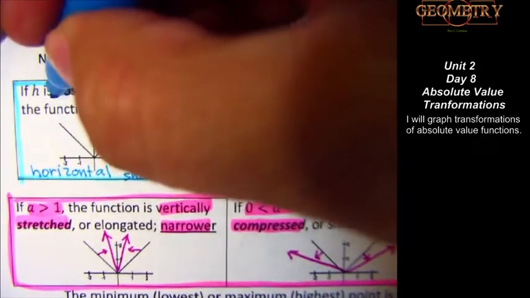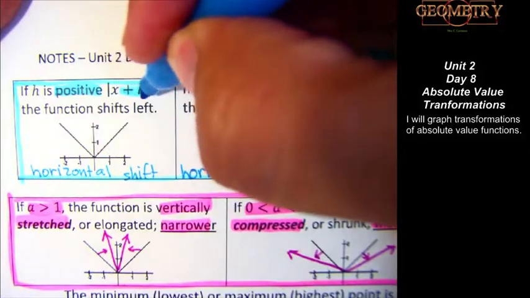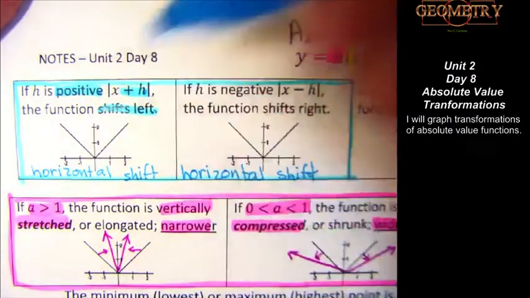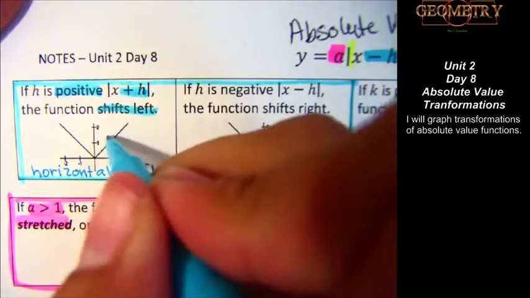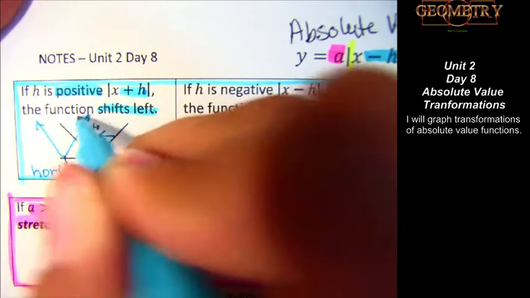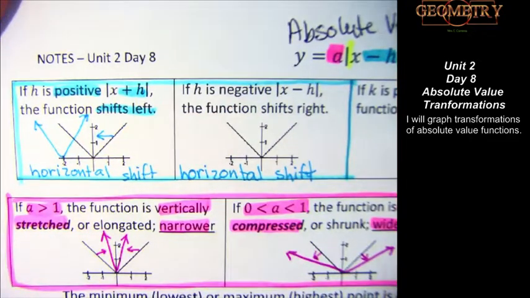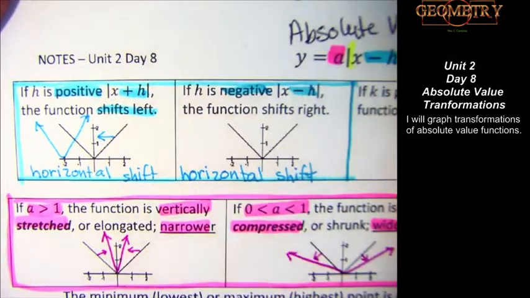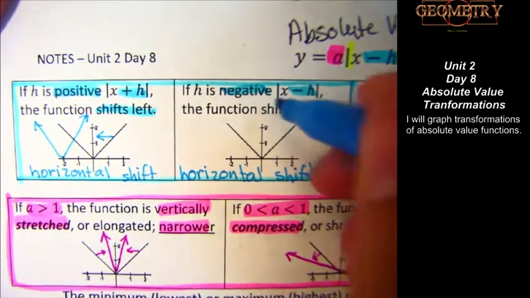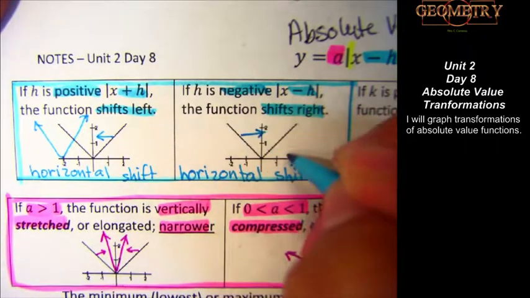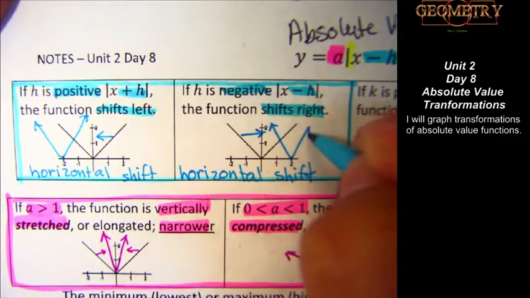If h is positive, that means you see absolute value of x plus some number. We're shifting it some units to the left. And so our graph is going to end up looking something like that. If h is negative, that means we've got x minus some number. Our function is shifting to the right, and so our graph is going to end up looking something like this.